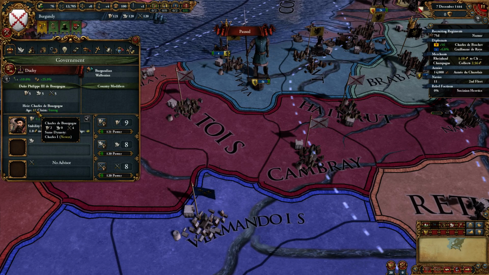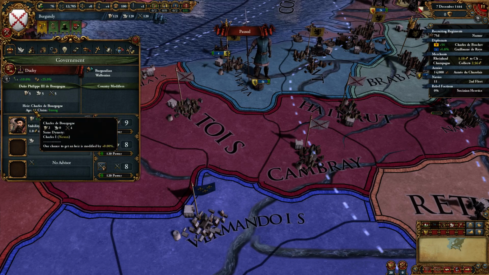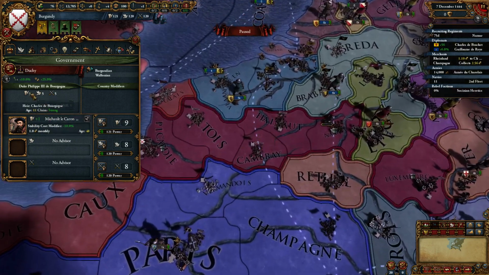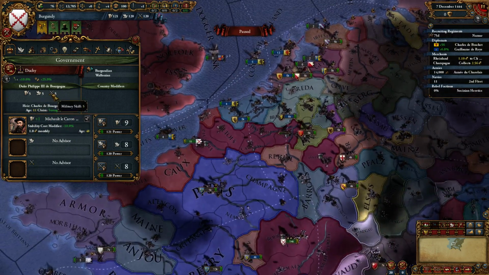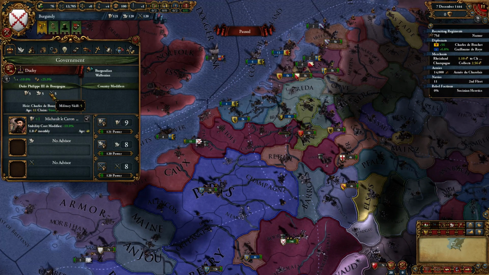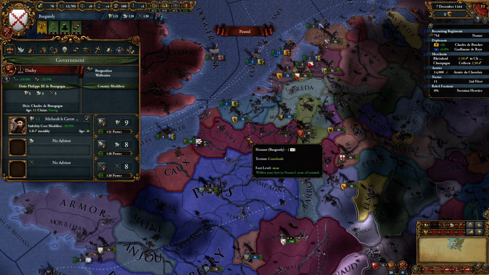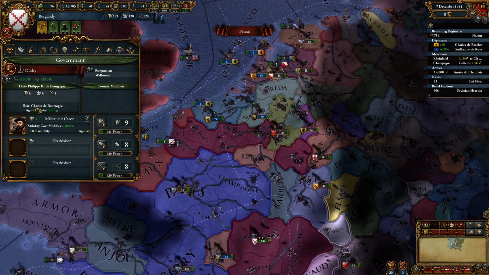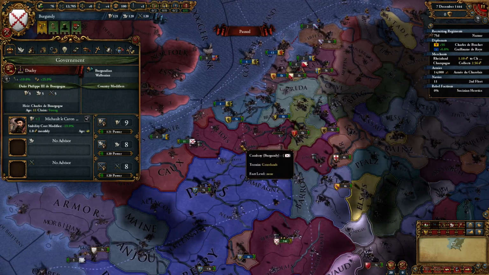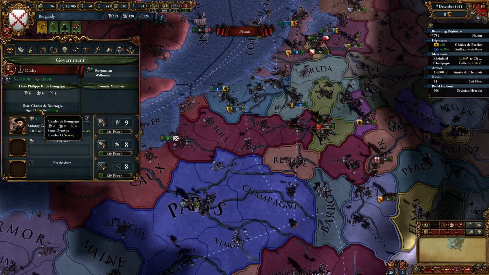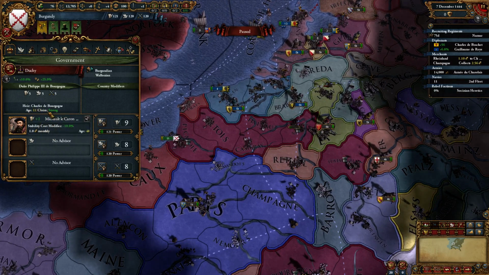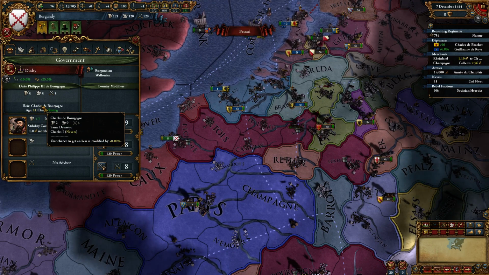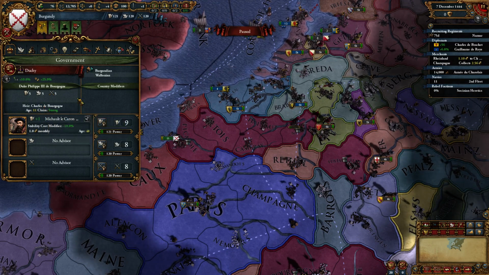If you have an under 16 ruler, be wary of the regency problems. Regency basically limits you in a lot of things you can do. You cannot declare wars, you cannot take a lot of decisions as a regency. So always try to avoid that. Always try to have a strong claim heir, unless of course you hate him and he's a very bad one. Try to kill him as soon as possible.